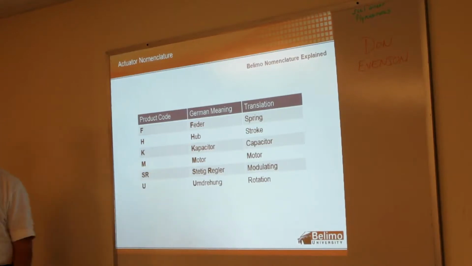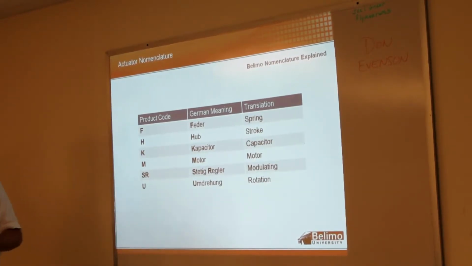Here's the SR. Stetig regular means modulating. That's why dash SR means modulating. And with Belimo, our modulating is 2 to 10 volt. I know a lot of the control companies use 0 to 10 volt. With our MFT actuators, it's really 0.5 to 10 volt because there's really nothing happening until it hits half a volt. But you can get an MFT actuator programmed to work nicely with the 0 to 10 volts there.